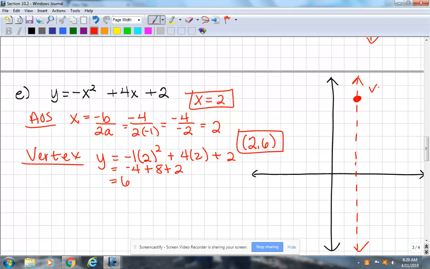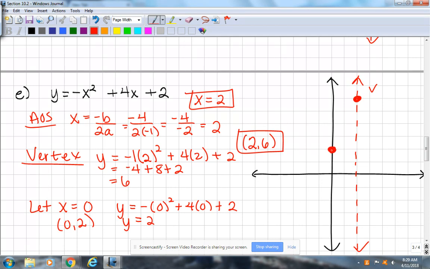Somebody pick an x value for me. 0 looks good to me, right? I would pick 0 or 1. Let's see 0. Let x equal 0. So y is going to be negative 0 plus 4 times 0 plus 2, which will just be 0 plus 0 plus 2, which is what? 2. So 0, 2 is a point on my parabola. Here is 0, 2.